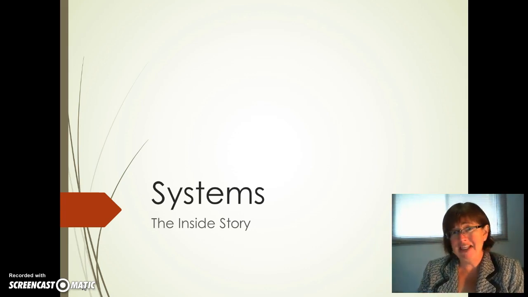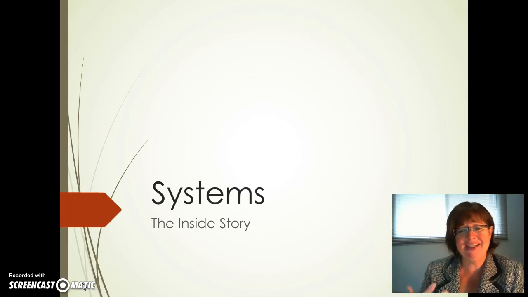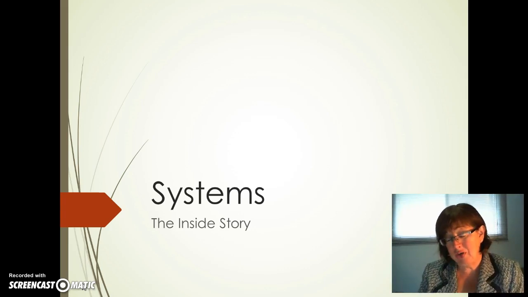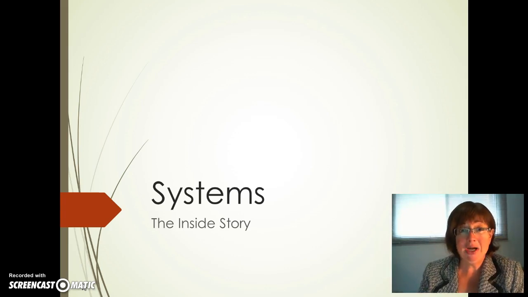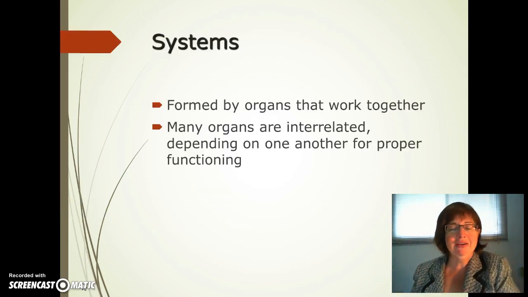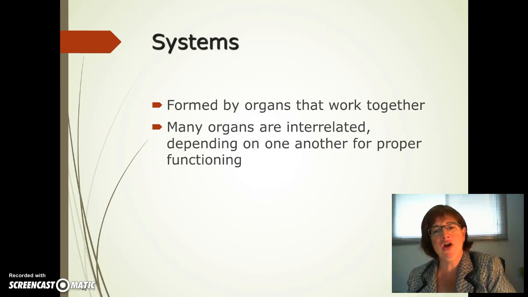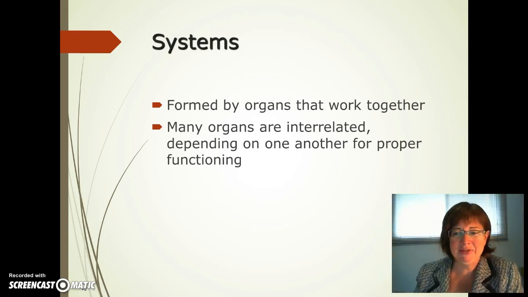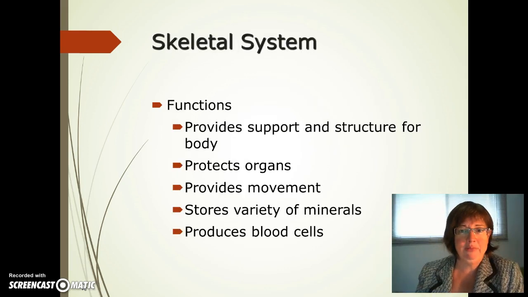So to help you with this, it's best if you just make a table and summarize the systems. What are the systems? What word parts are associated with them? What are the main organs and the main functions of each system? A system is a group of organs working together, and many systems are interrelated and depend on each other in order to get their job done.